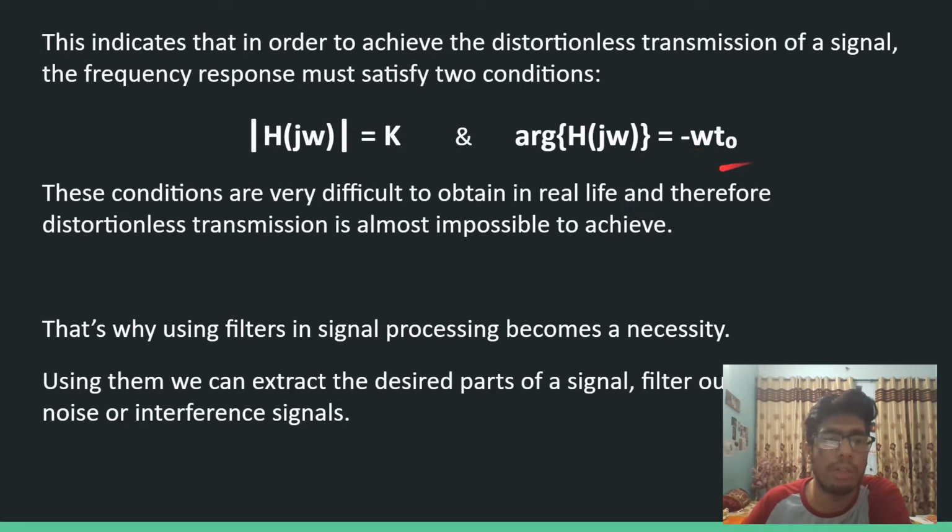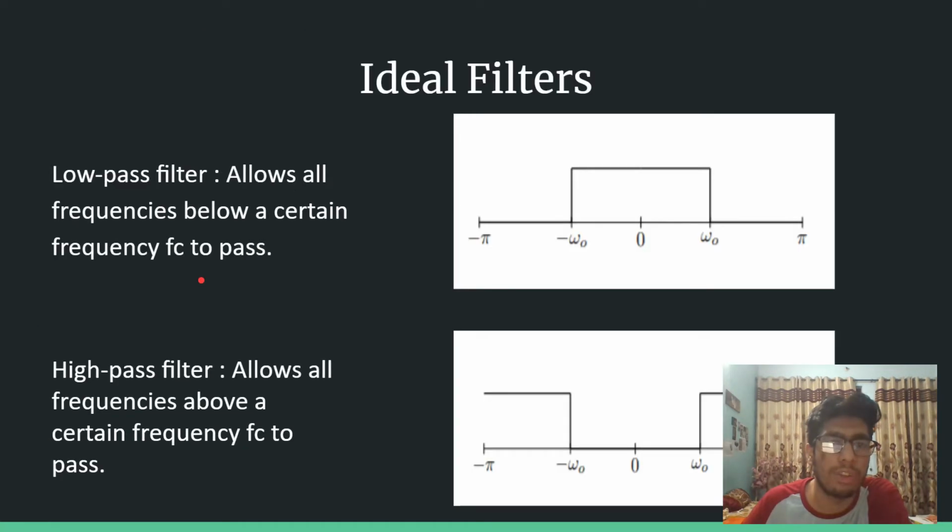And these conditions are very difficult to obtain in real life, and therefore distortionless transmission is almost impossible to achieve and apply to signals. That's why using filters in signal processing becomes a necessity. And also we can extract the desired parts and filter out unwanted frequencies using filters. So why not?